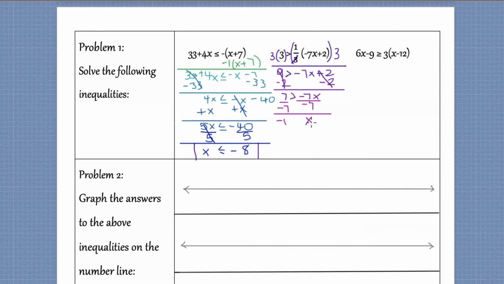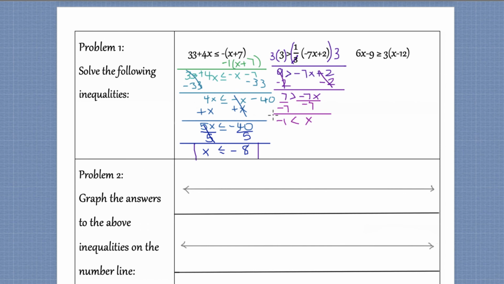You may have noticed I haven't written in the sign yet. This is because whenever we divide by a negative number, the sign always flips around. And so since we divided this inequality by negative 7, which is a negative number, our sign's going to flip around. So instead of being a greater than sign, it's going to turn into a less than sign.